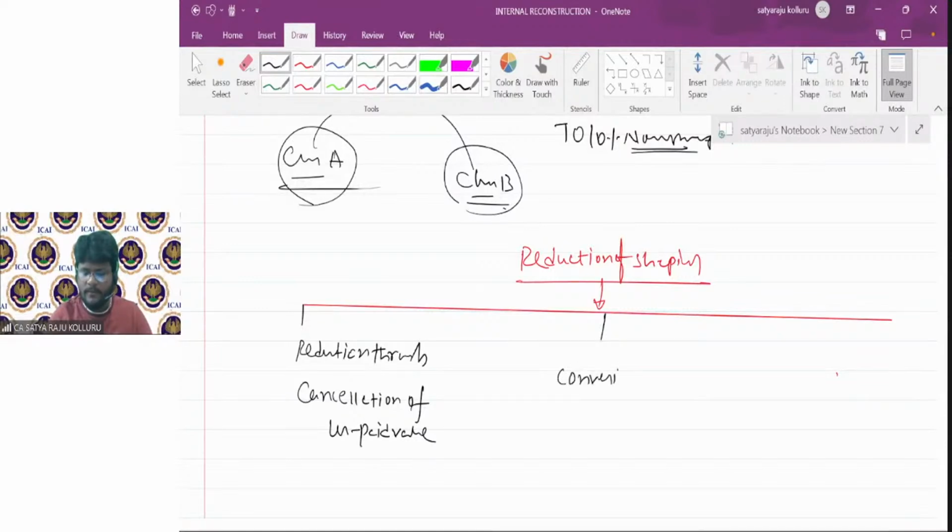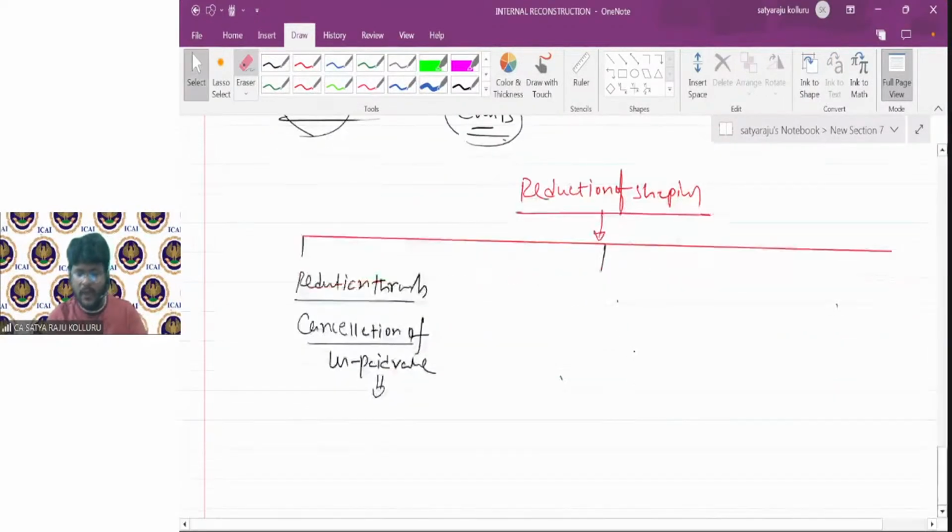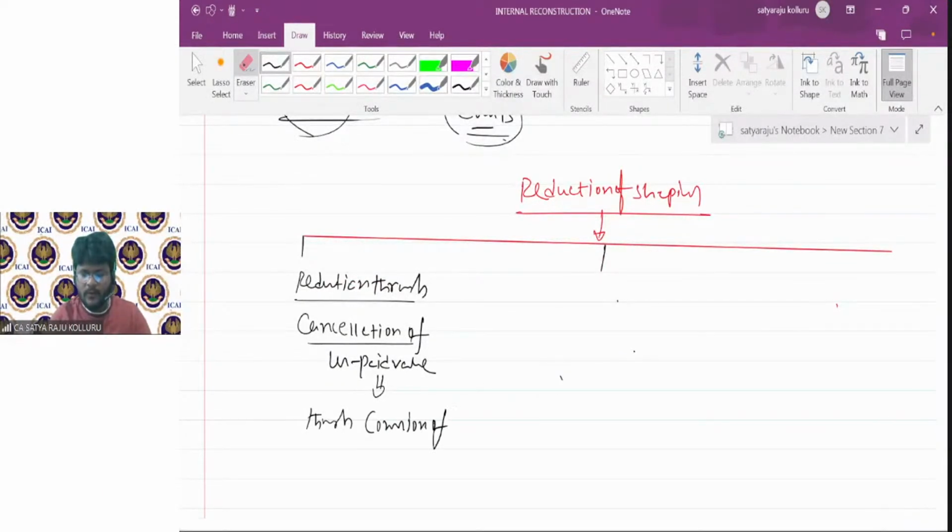Conversion of partly paid up shares into fully paid up shares. This is reduction through cancellation of unpaid value only. How does it happen? Through conversion of partly paid up shares into fully paid up shares.